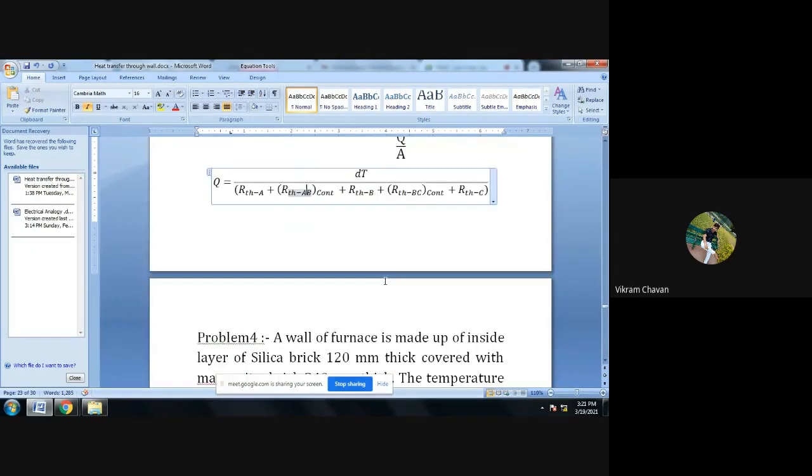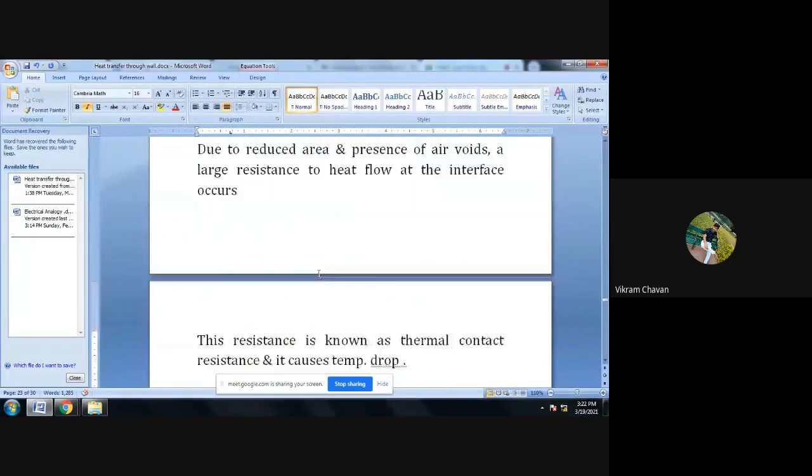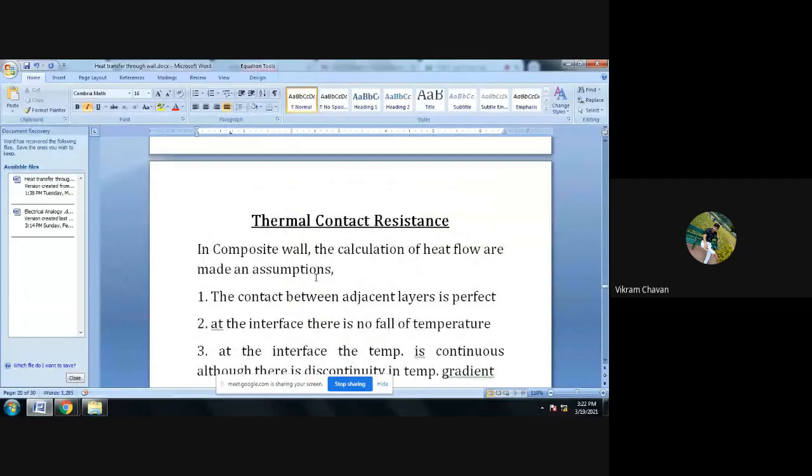Getting everyone? Whether you understood what is meant by contact resistance? Is there any doubt, any question? Okay, write down thermal contact resistance. Is there any question? Whether you understood or not? Shall I repeat the point? If you require the repetition, it is fine. No problem for me. I will repeat the point.